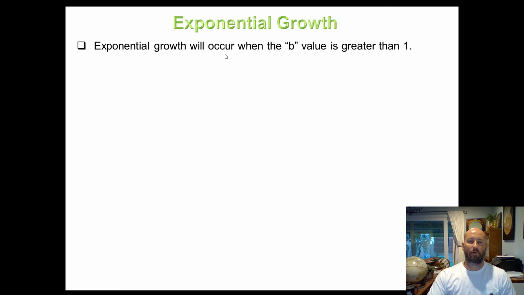Okay, exponential growth will occur when the b value is greater than 1. Okay, we already knew that. That was something we learned from 6-2. But the way we approach getting the b value is going to be a little bit different today.